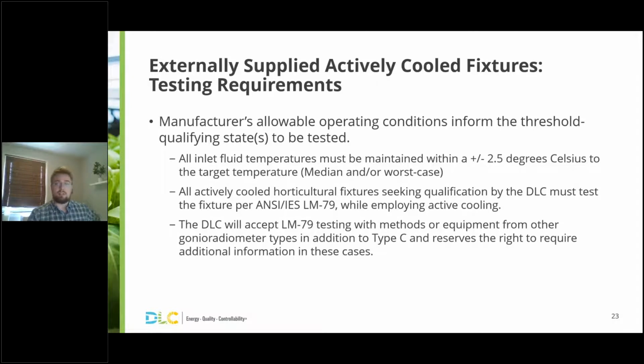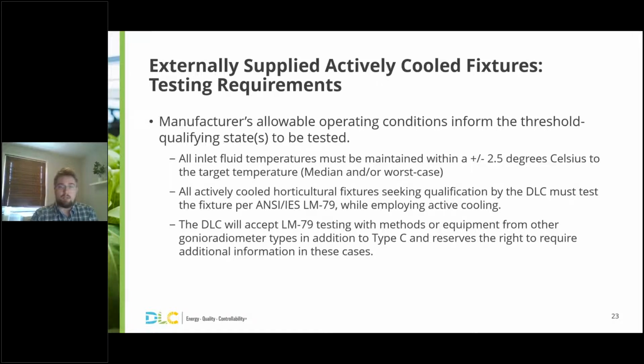All right, so for some more testing requirements, the manufacturer's allowable operating conditions do inform that threshold qualifying state that's tested, as I described on the previous slide, and here are some clarifications to those. So all of the inlet fluid temperatures that are targeted, either the median or the worst case, have to be maintained within a plus or minus 2.5 degree Celsius delta. So whether you're targeting the median for your LM79 test or the worst case for your ISTMT, make sure that those inlet fluid temperatures are staying within a plus or minus 2.5 degrees Celsius range.